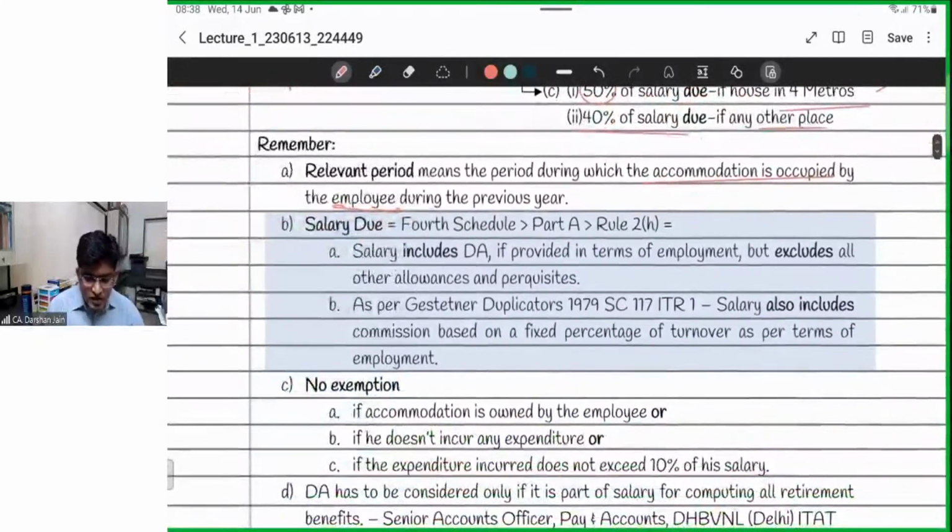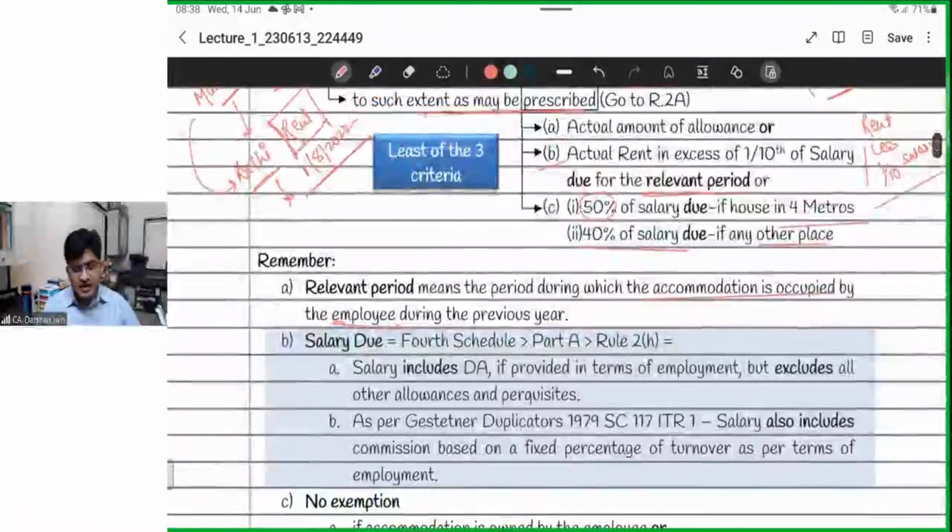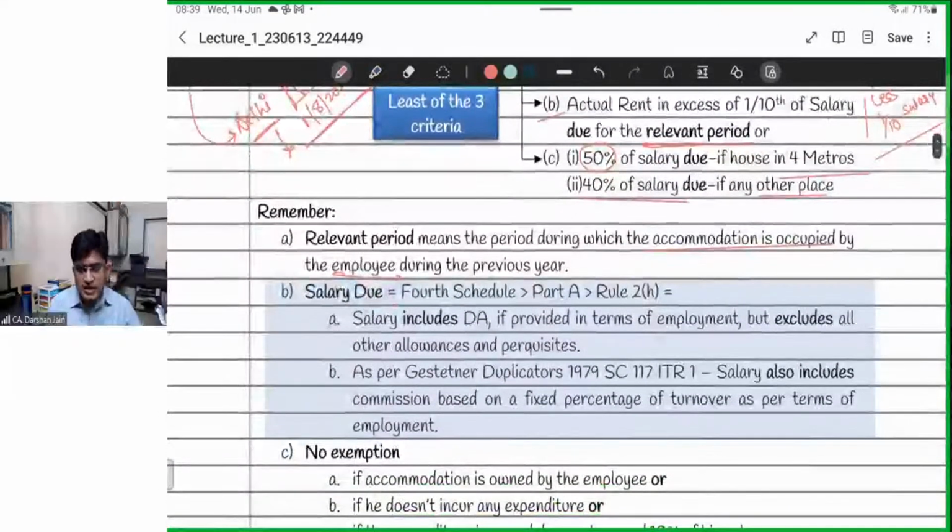Moving further, what do you understand by the term salary? What is salary for the purposes of 10(13A)? They say salary includes DA if provided in terms of employment, but excludes all other allowances and perquisites. So simple, salary means salary plus DA.